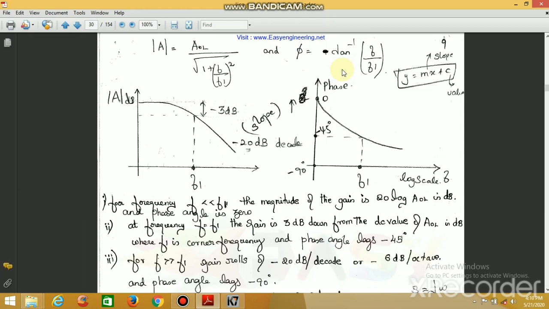But when the frequency is f1, that is the corner frequency, there will be a 3 dB decay in the gain, and the phase will be lagging at 45 degrees. And similarly, when the frequency f is greater than f1, in the gain you can see a 20 dB decay, that is in the magnitude, and in the phase you can find the 90 degree lag. So these are the two inferences we found from the frequency response, and next we are going to check how we are going to overcome these scenarios.